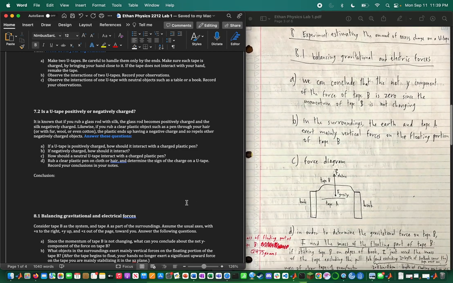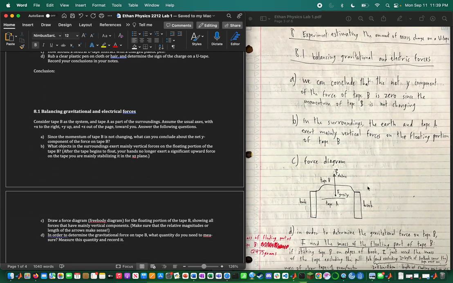Now I had to do this experiment where I set up two books, put tape B between the books, and then put tape A right here. On tape B there are two forces acting on it, which is the force due to gravity and the electric force from tape A. We can conclude that the net Y component of the force on tape B is 0, since the momentum of tape B isn't changing, because once you hold tape A here, tape B won't move anymore.